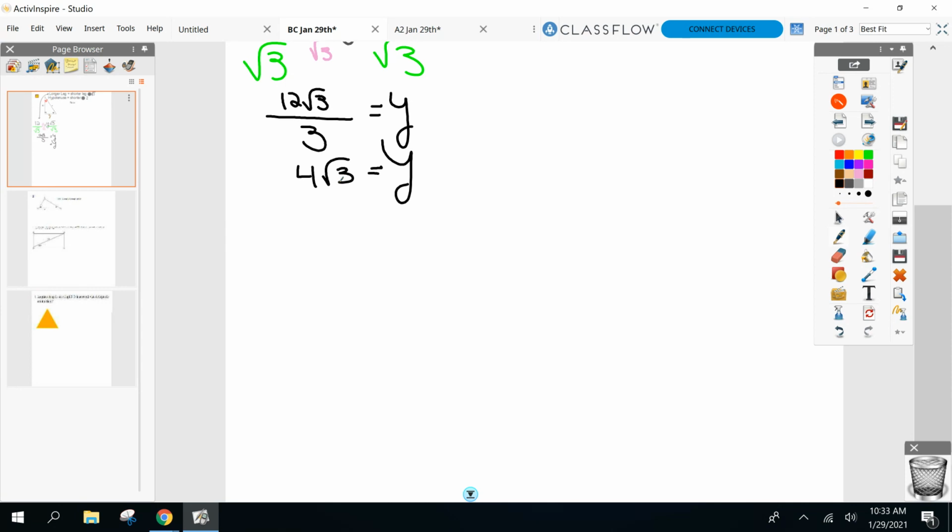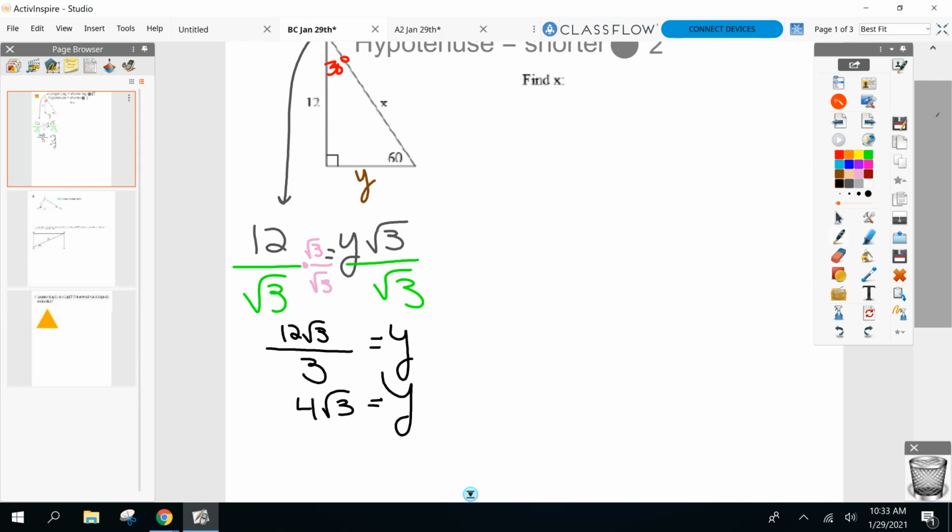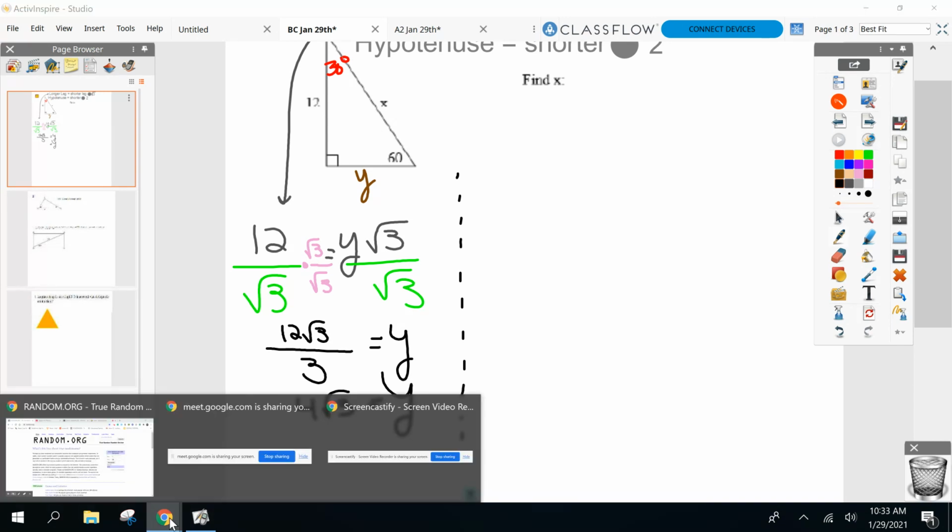All right, now let's go back. Any questions at home right there? That whole process: divide by radical 3, get it out of the denominator, and simplify. All right, now let's actually answer the question, which is how do I find the hypotenuse now? Tell me the rule. I know you wrote it down, but I want to hear it.